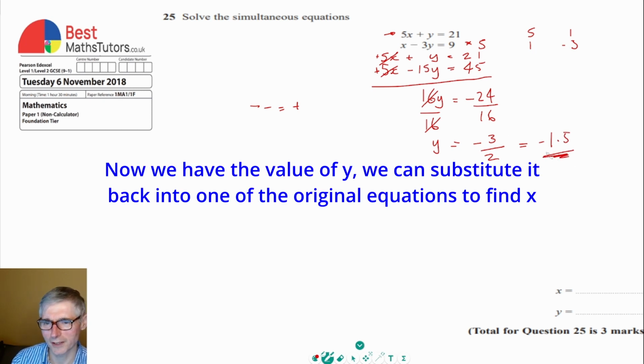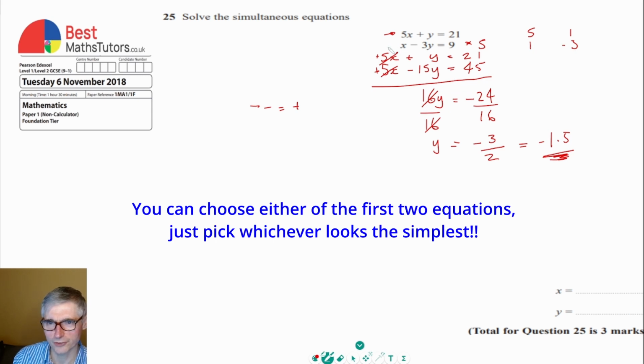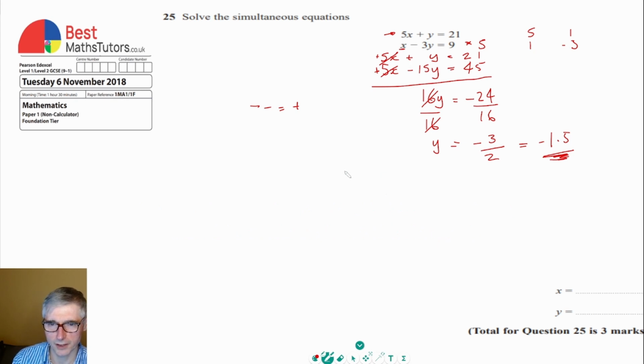The next thing I'm going to do is take this value of y and substitute it into one of the original equations. We can see we've got either 5x plus y equals 21 or x minus 3y equals 9. I'm going to choose the second of these two equations because that looks slightly simpler, as I've only got one x there. So if I do that, I'm going to have x minus 3 times -1.5 equals 9. The -1.5 in the bracket is the y value that we worked out just earlier.